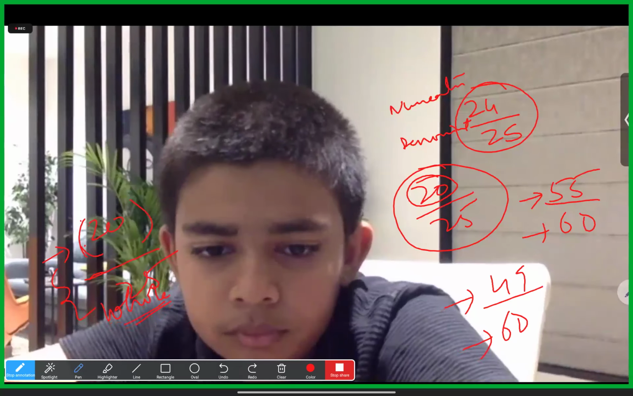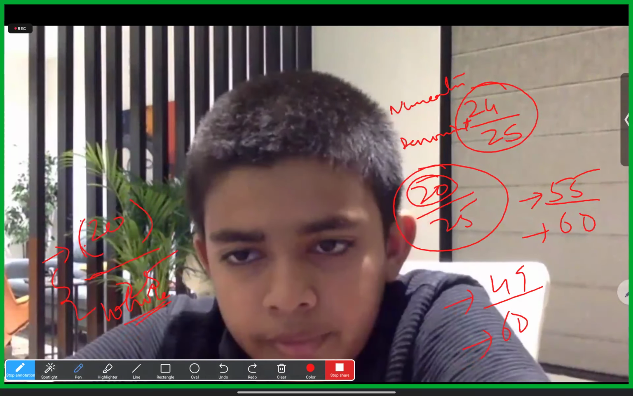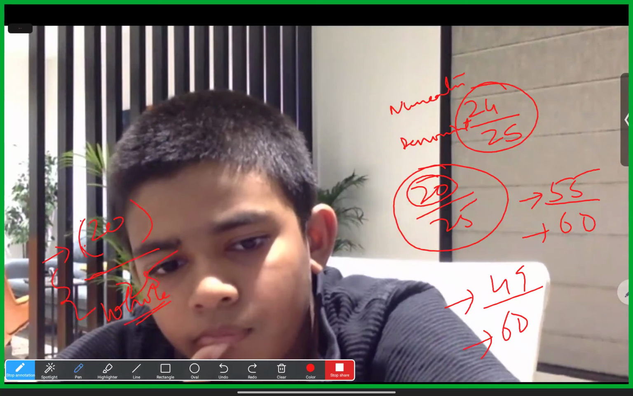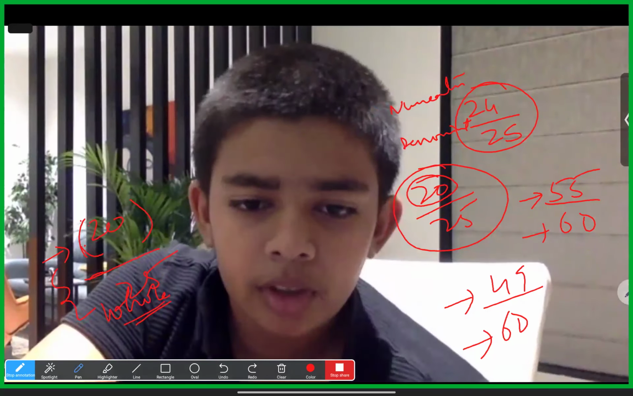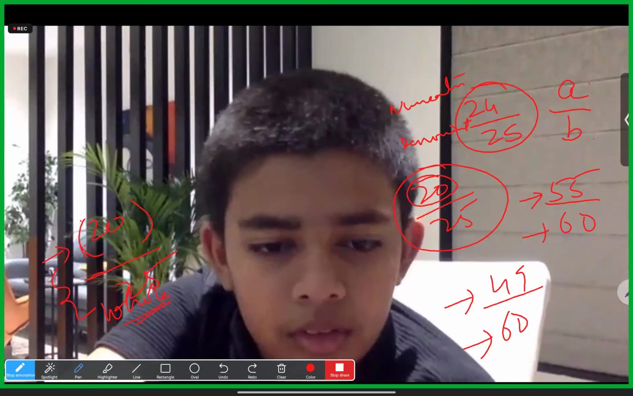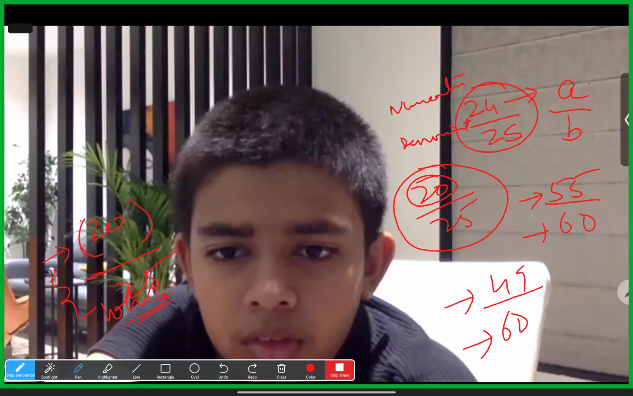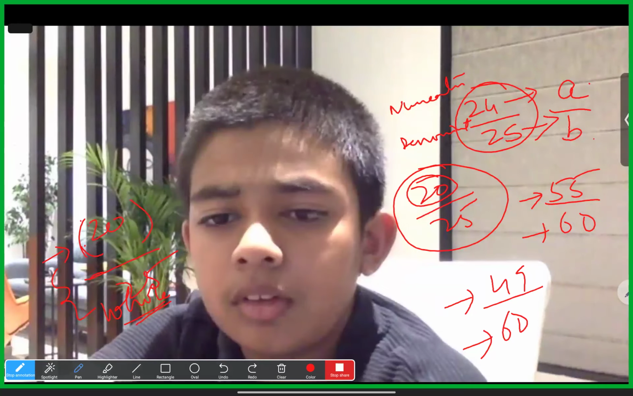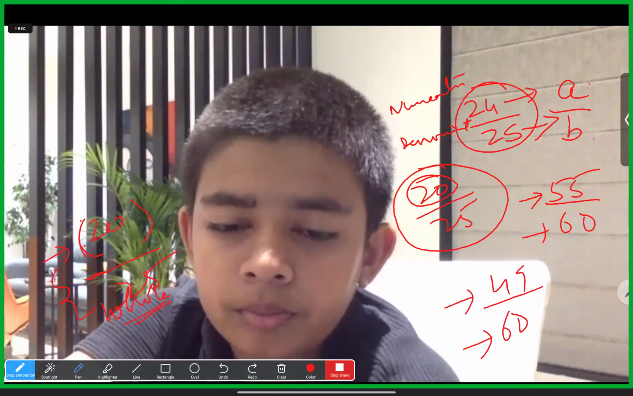When we discuss all of these below here, 20 out of 25, 55 out of 60, 49 out of 60, 24 out of 25, this is one of the ways of expressing the marks. We have written it in the form of a top number and a bottom number. The top number we'll call the numerator, and the bottom number we'll call the denominator. That is correct. So any fraction has two parts: the numerator and the denominator.